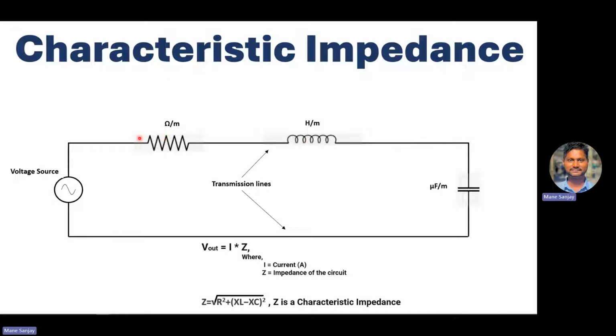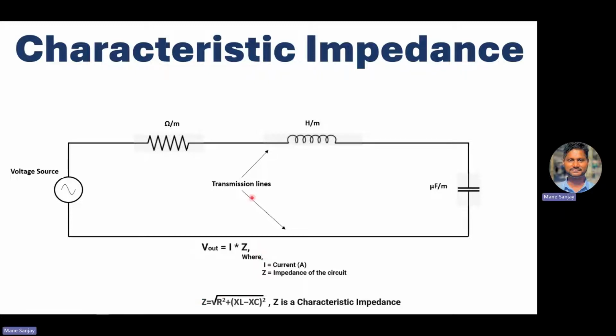So it consists of the resistance, and the resistance is measured in ohm per meter or inch or kilometer, whatever the unit, based on the distance over which you want to transmit the signal. This is inductance, Henry per meter, and this is the capacitance, microfarad or nanofarad per meter. So here, when we send some input or signal at one end, what do we expect at the output? The output is basically the current transmitted through the circuit and the characteristic impedance of this circuit.